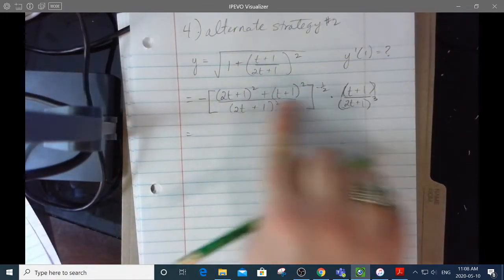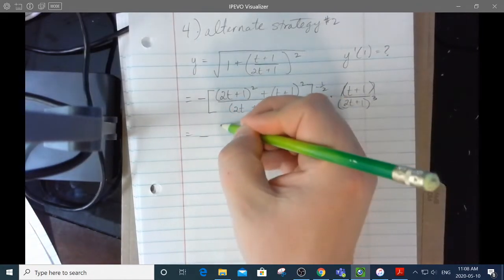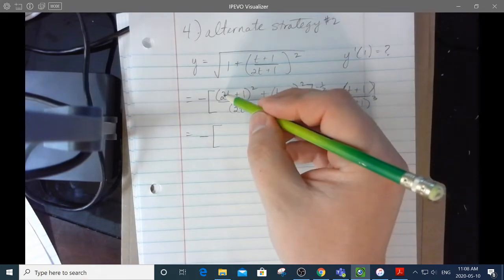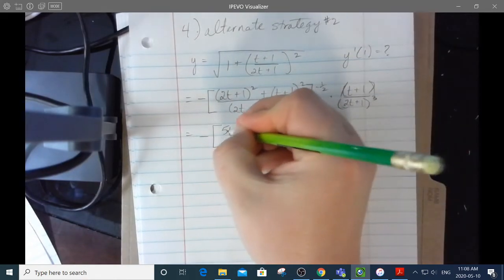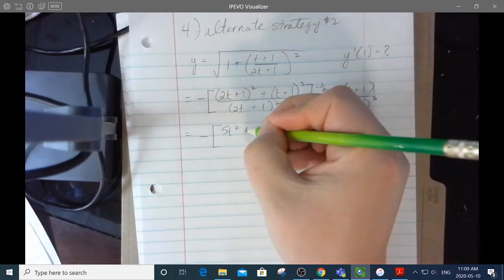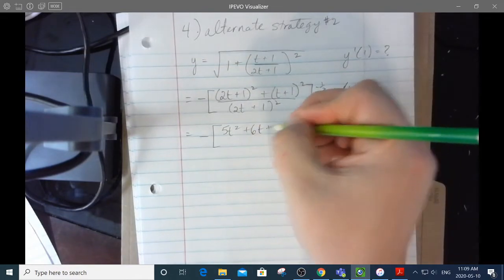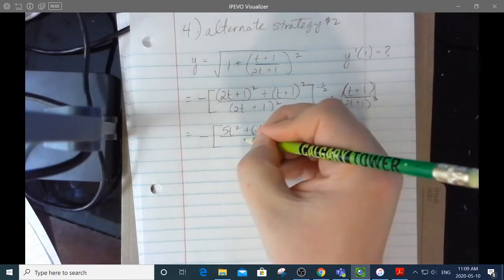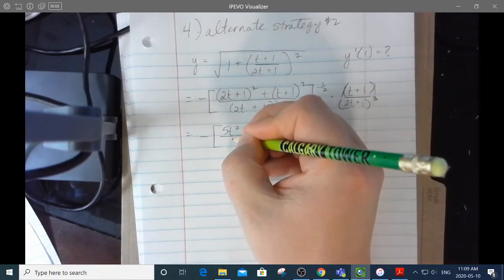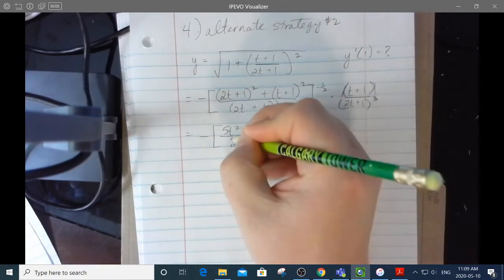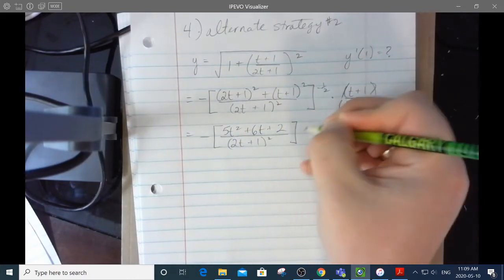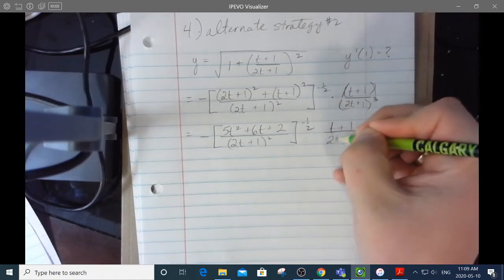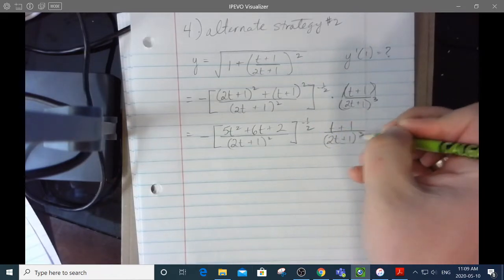Okay, so if I expand that out, well, I've already seen what happens when I expand that because the other solution had that too. That's going to be 4t squared plus 1t squared is 5t squared. 4t plus 2t is 6t, and 1 plus 1 is 2. And all of that over 2t plus 1 squared all to the negative 1/2 times t plus 1 over 2t plus 1 cubed.